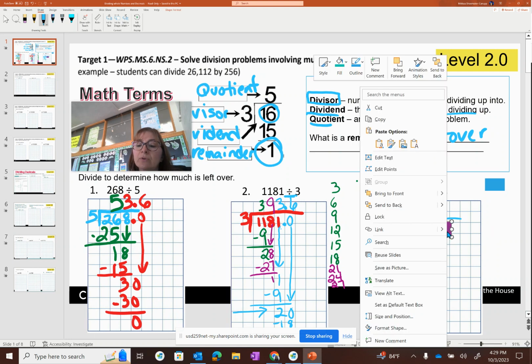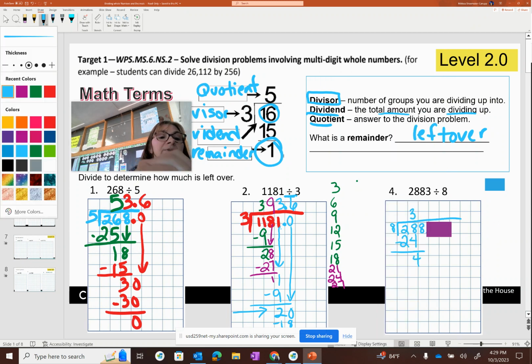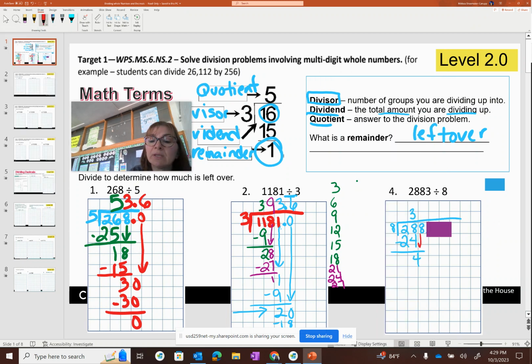Gonna scooch that over. Why did that do that? Bring to the front again. Here I go. I'm going to switch my color and bring down the 8. How many 8's go into 48? Let's see. 8 times 6 is 48, isn't it? 8 times 6 is 48. Yes. Ooh, I kind of like that. Is there another number? Oh, 3.